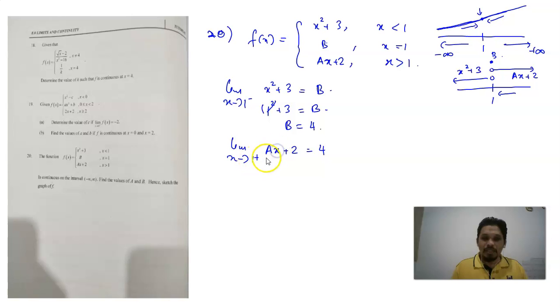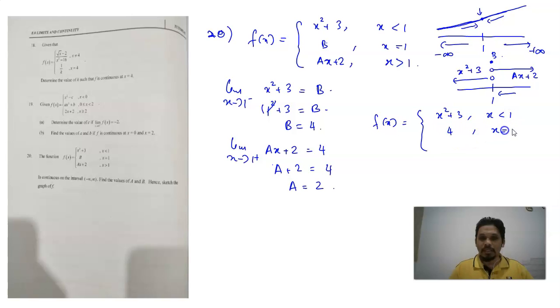So substitute x with 1 here: a times 1 plus 2 equals 4, then a equals 4 minus 2 equals 2. Then the function f(x) equals x squared plus 3 for x less than 1, b equals 4 when x is exactly equal to 1, and 2x plus 2 when x is greater than 1.